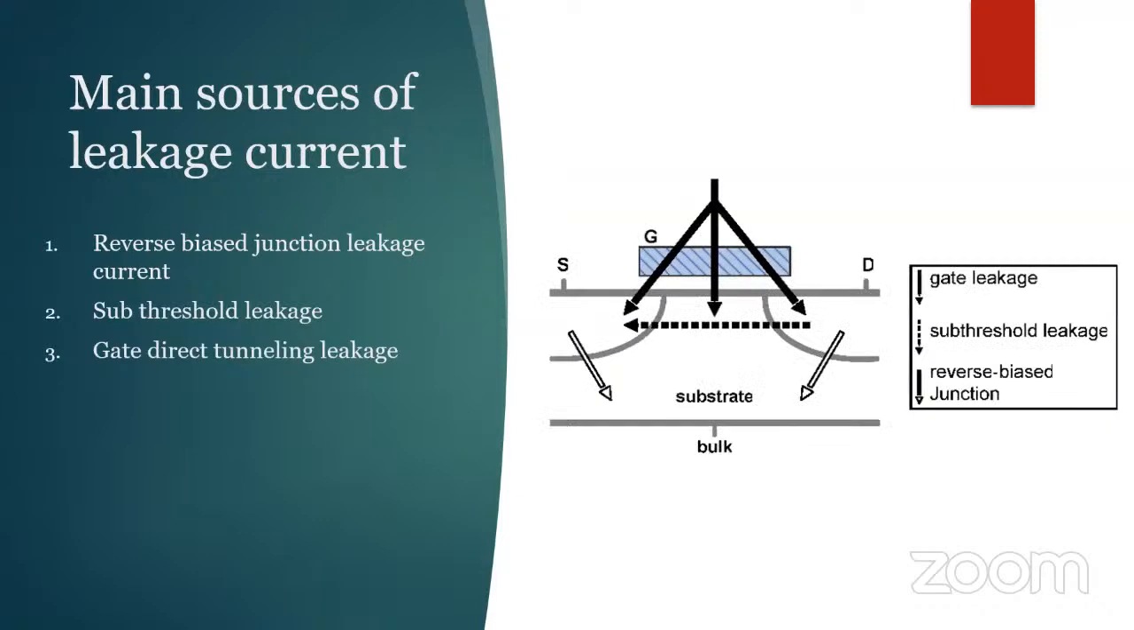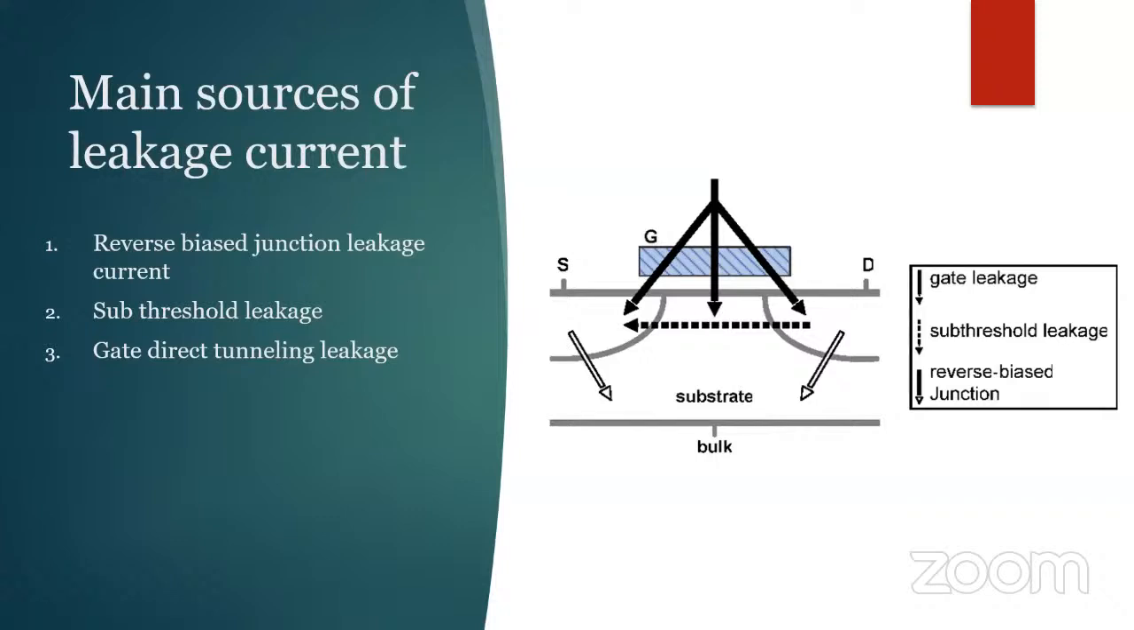Now, what are the leakage currents? I'll tell you. Here we are considering three types of leakage current, as shown in the figure. The first one is the reverse biased junction leakage current. You can see the MOS structure. This is source, gate, drain. These are the terminals. This is the channel between the source and drain from where the current flows.